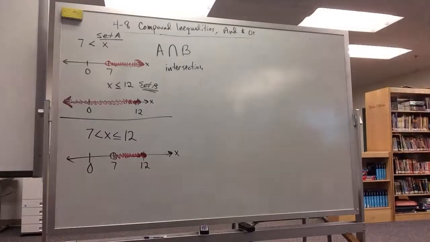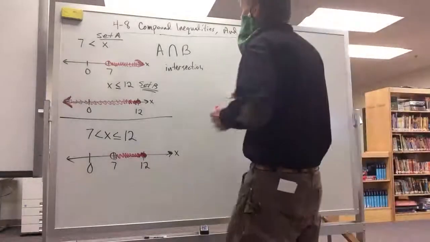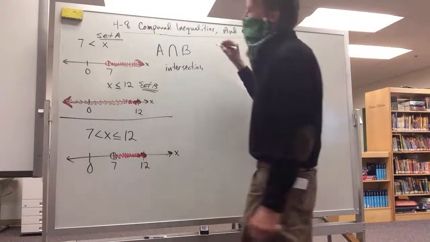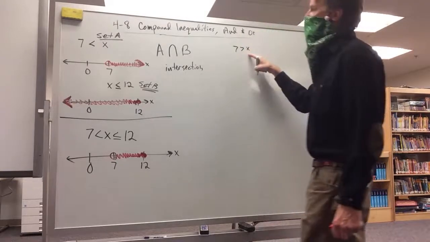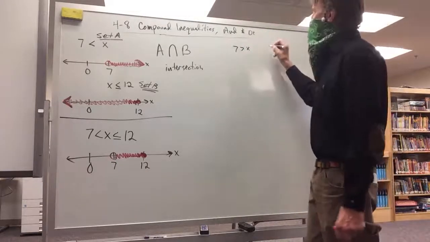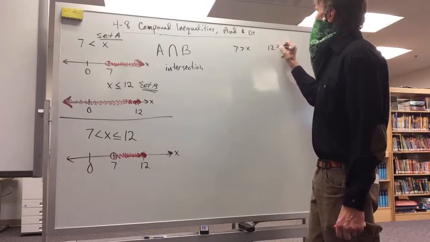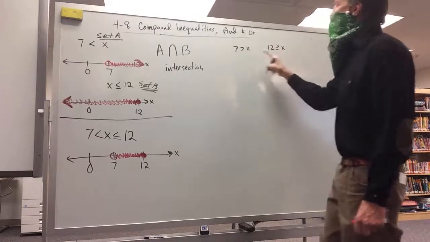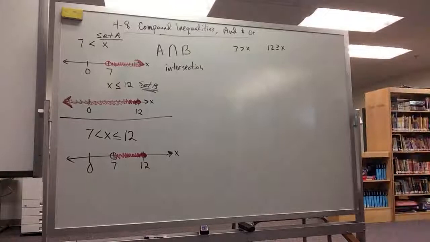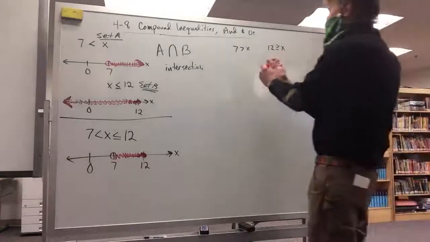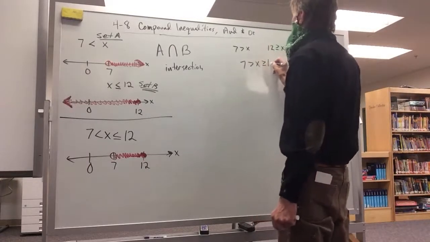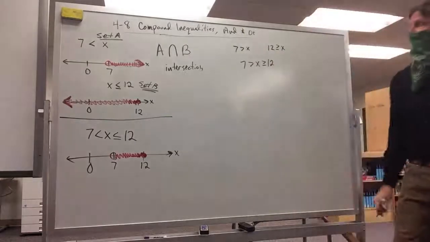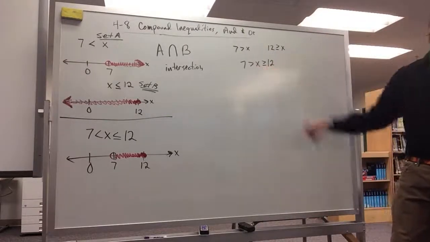So let's mix it up. Let's change something. Let's look at this. What we're doing is we're changing the direction of the inequalities. So if I put those two together, then 7 is greater than x, which is greater than or equal to 12. Note the direction of the inequalities.